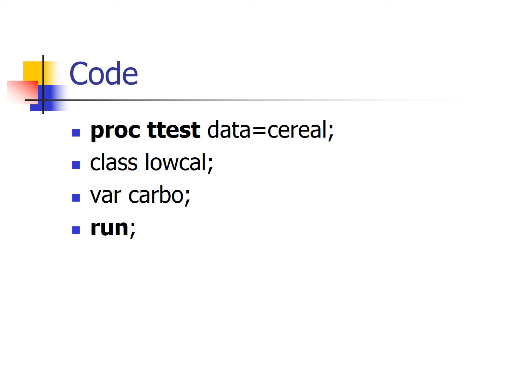Are the carbs the same between these two groups? So this is the syntax. We have proc t-test, and we put the variable that contains the groups in a class statement. The variable that contains the actual quantitative variable we want to test goes into the var statement.